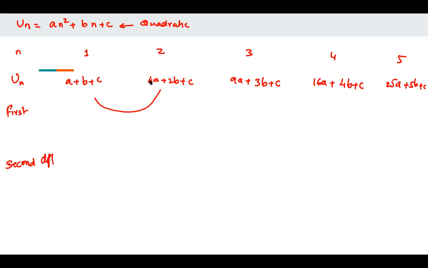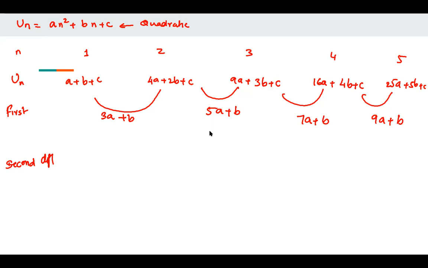So first difference is if I subtract 4a plus 2b plus c minus this, I get 3a plus b. Here if I do, I get 5a plus b. If I do here, 7a plus b. If I do this, I get 9a plus b.